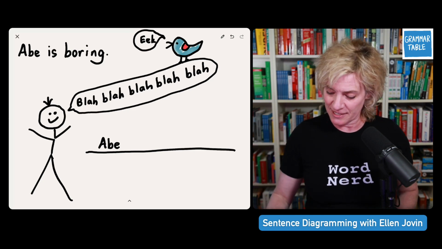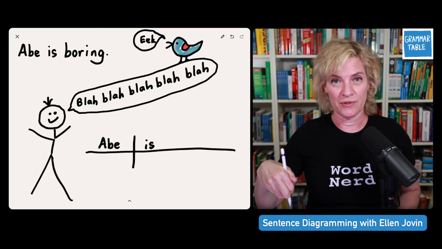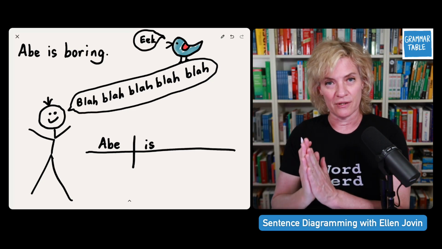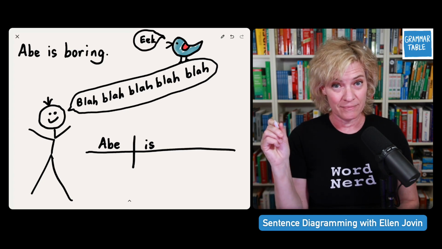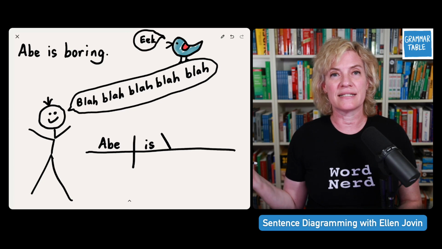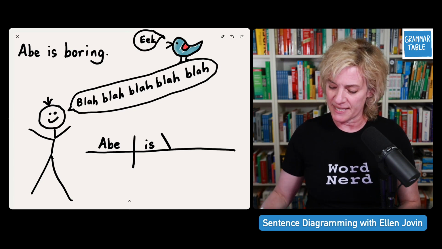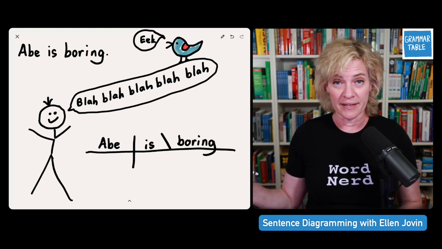Abe is the subject. Is is the verb. So don't forget to make your vertical line go all the way through the horizontal line. And then boring is an adjective and it is the subject complement. It describes Abe. So here we put the word boring and we are done with sentence diagram 1.